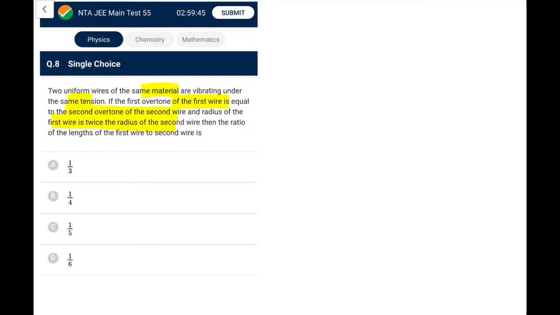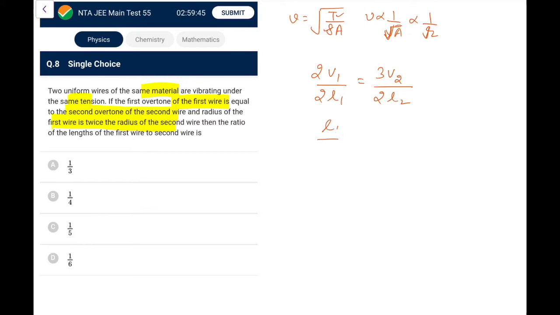So under the same tension, we know v is equal to root T by mu, and mu I write as rho by A. Because these two things are the same, v is inversely proportional to root A, or you can say it is inversely proportional to R, I can directly say. Now what we are given, the first overtone of the first wire would be equal to 2v1 by 2L1, that is equal to the second overtone, that is 3v2 by 2L2. So now you have to find the ratio L1 by L2.